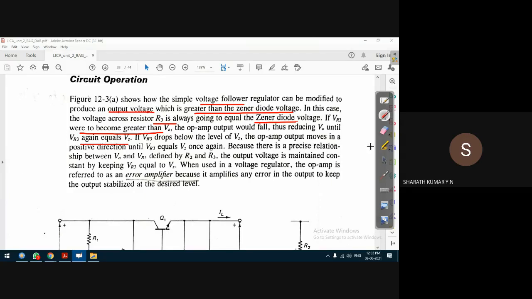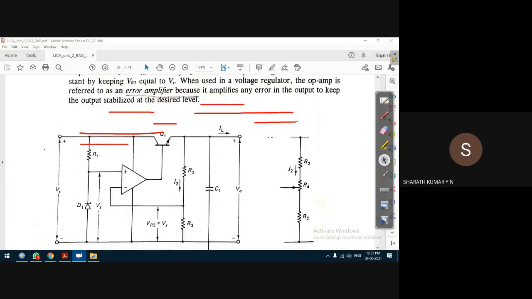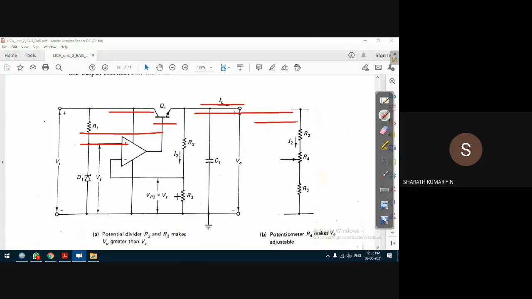So what the author is trying to say here is, let's observe this. If, for example, VR3 increases, say VR3 is greater than Vz, then because the inverting input is increased, the output voltage decreases. When the output voltage decreases, VR3 decreases. Very simple. When VR3 decreases, the difference of these two voltages increases the output voltage. When the output voltage increases, VR3 also increases.